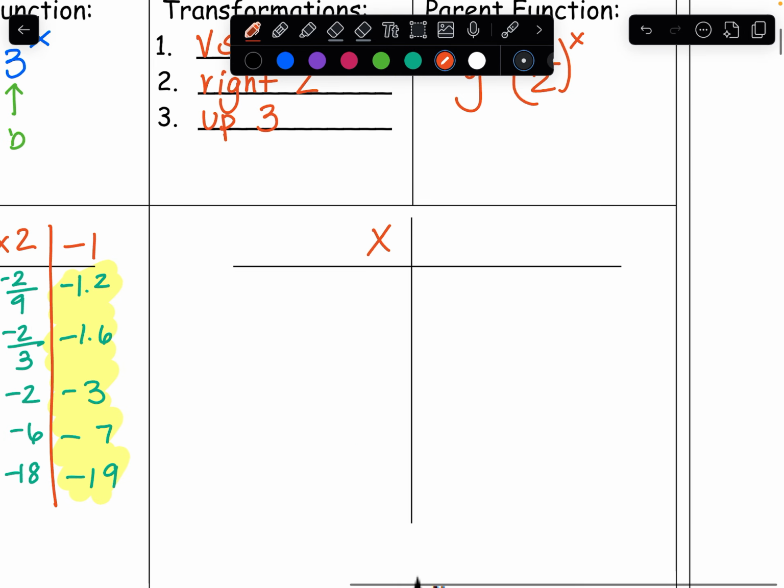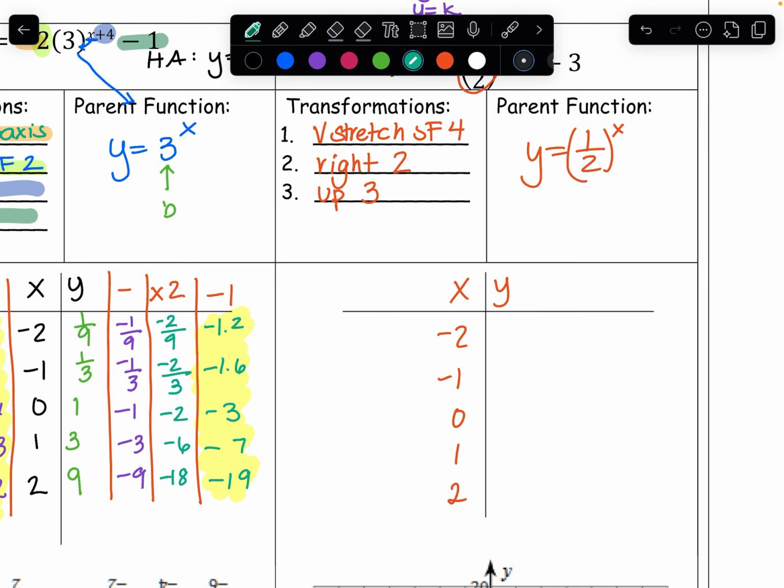Okay, here we go. So we've got x and y, negative 2, negative 1, 0, 1, 2. We are using that parent function, which was on the other page. So 0 maps to 1, 1 maps to 1/2, 2 maps to that squared. I'm going to do the reciprocal to get my other values.